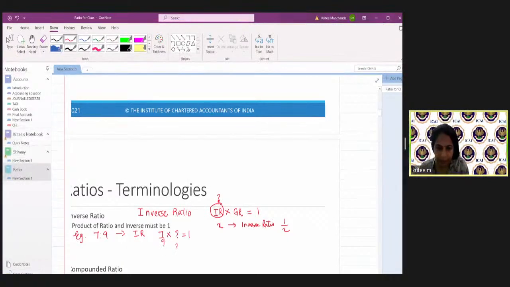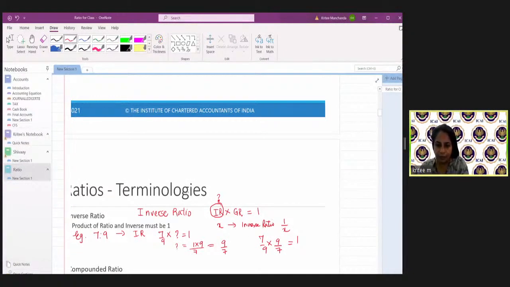This 9 here, which is divided here, goes to the other side and becomes the product. So 1 into 9, and this comes as a denominator. So this becomes 9/7. So ideally, I should multiply 9/7 with 7/9 so that I get a product of 1. That is what an inverse ratio is known as.